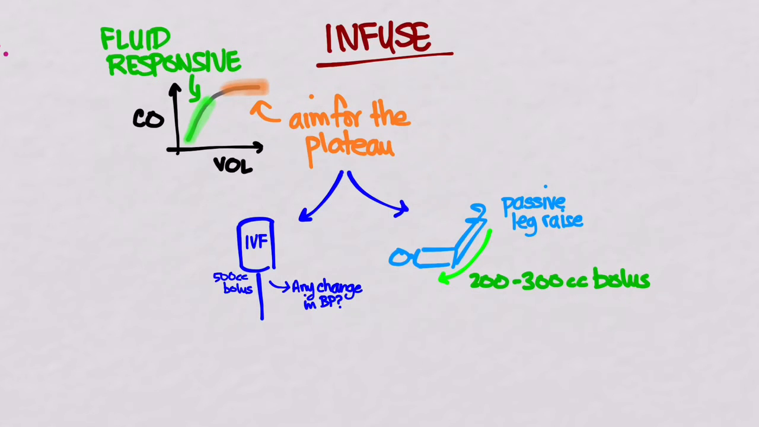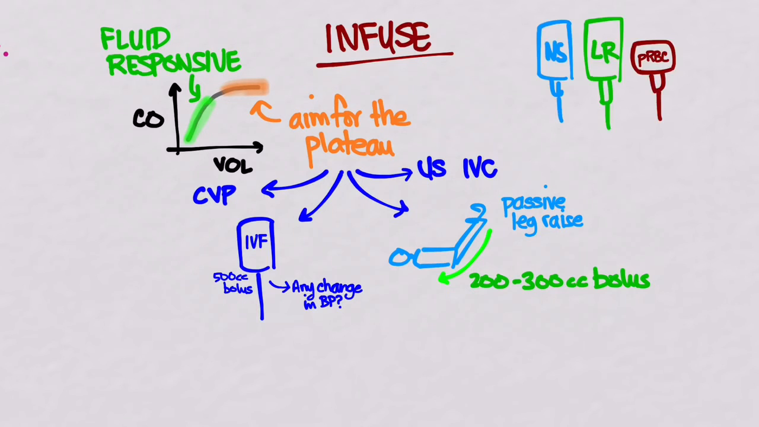There are, of course, other methods you can check. On ultrasound, you could check the compressibility of the inferior vena cava. Or you could put in a central line and check the central venous pressure to see that that's high enough. Some people say that number should be 8. But really, our goal is we want to be off the fluid responsive part of the curve and get to the plateau.